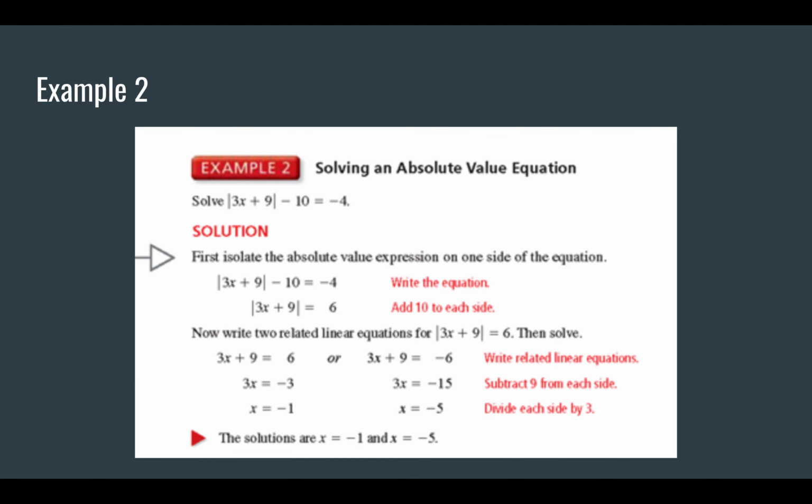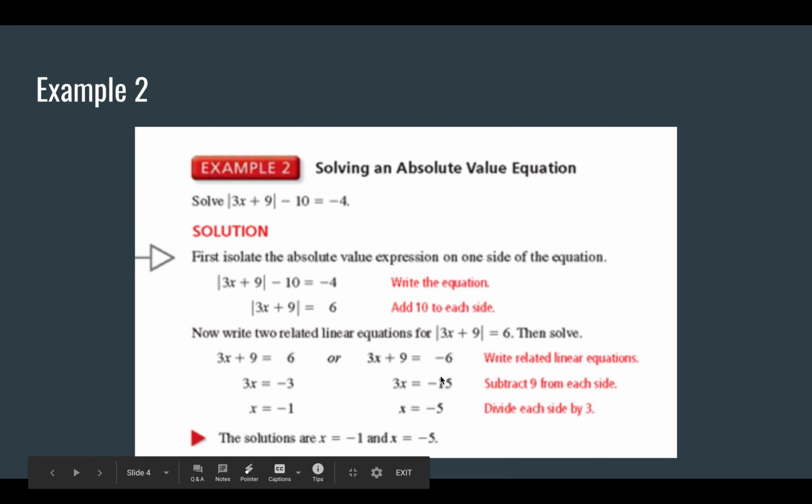Example 2. Solving an absolute value equation. Solve the absolute value of 3x plus 9, minus 10, equals 4. First, isolate the absolute value expression on one side of the equation. And just write the equation. Then add 10 to isolate the absolute value. Now write two related linear equations for the absolute value of 3x plus 9 equals 6. Then solve. Writing two related linear equations just means having 6 or negative 6. And then just solve for x from there. Solutions are x equals negative 1 and x equals negative 5.